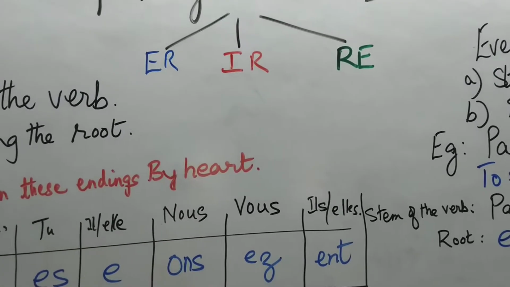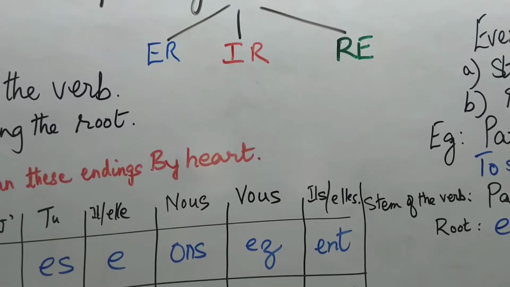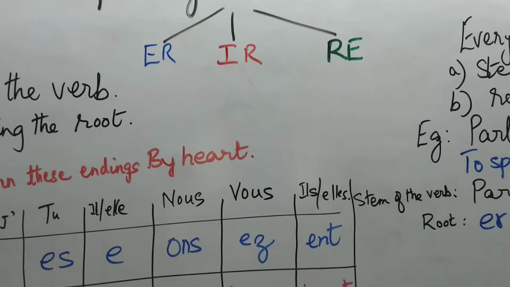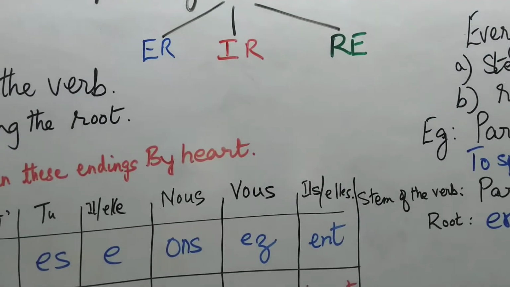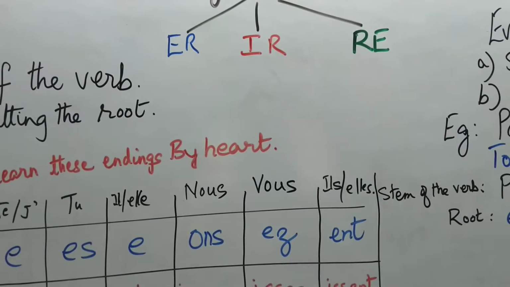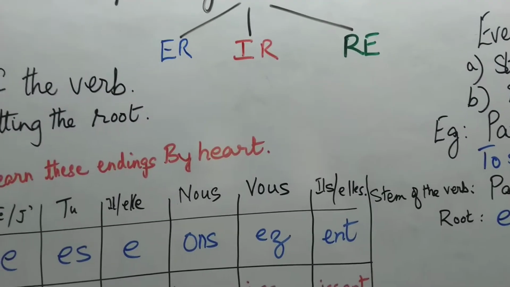Now, the verbs which end in ER are known as ER verbs or verbs of the first category. The verbs which end in IR are known as IR verbs or verbs of the second category. And the verbs which end in RE are known as RE verbs or verbs of the third category. So we'll see the formation of the present tense of these verbs individually.